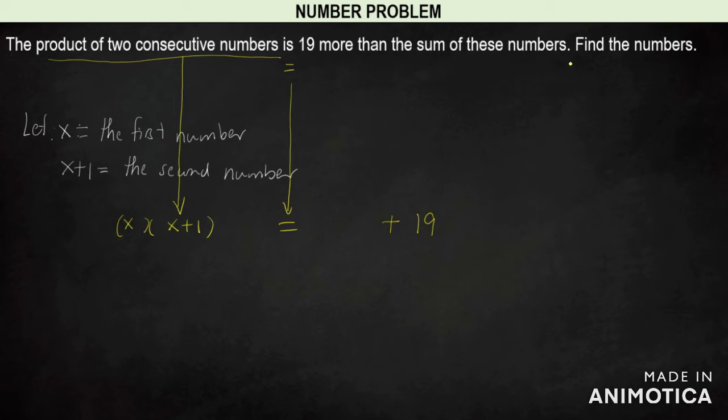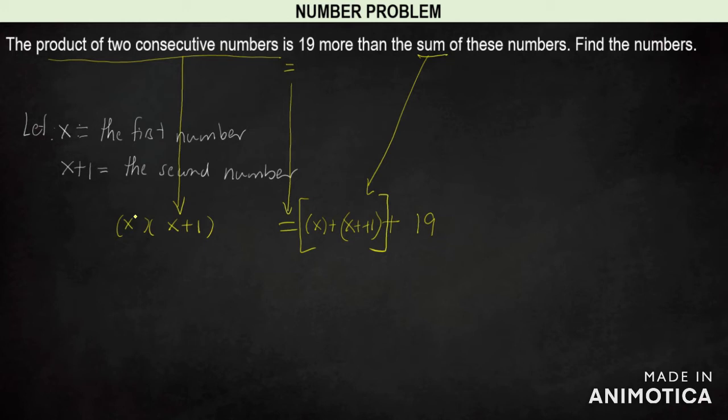19 more than the sum of these numbers. The sum of these numbers, when we say sum, we add them. So, we have x plus x plus 1. Okay. This is our sum. This is 19 more than the sum of these numbers. Okay. Find the numbers. Okay, let's find the numbers now.